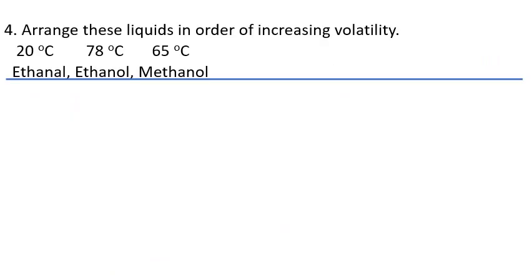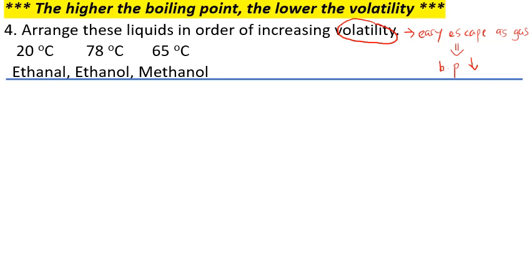Proceed with tutorial question number 4. Arrange these liquids in order of increasing volatility. In Bahasa we know it as kemerapan, where we check whether the liquid easily escapes as gas. If they easily escape as gas, it means that they are going to have lower boiling point. So if the boiling point is higher, the volatility will be lower. Based on the data given, we notice that ethane has the lowest boiling point, while ethanol has the highest boiling point.